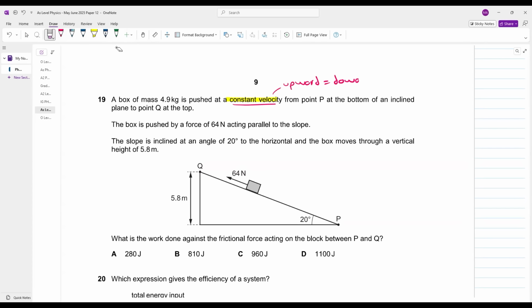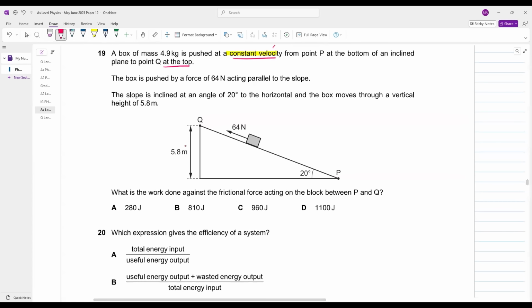Okay. Constant velocity का बच्चों मतलब क्या होता है? Upward forces is equal to downward forces. From point P at the bottom of an inclined plane to point Q at the top. Point P से Q पे आप जा रहे हो, ठीक है? The box is pushed by a force of 64 Newton acting parallel to the slope. Okay, 64 Newton की upward force लग रही है. Okay. The slope is inclined at an angle of 20 degree to the horizontal and the box moves through a vertical distance of 5.8 meters.